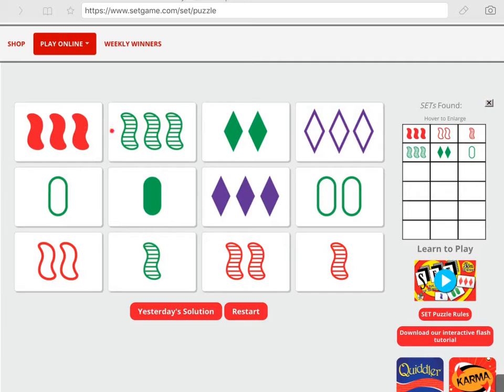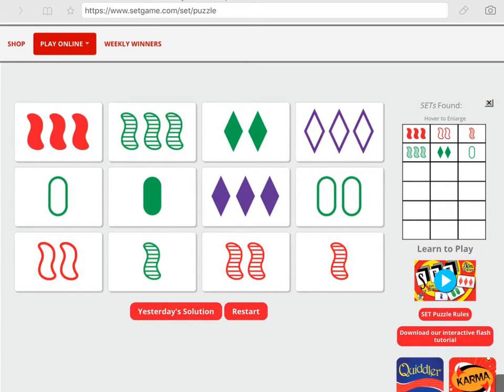So that would mean the other one that has three on it would have to have squiggles, but these don't have squiggles. Okay, so I can't make a set out of the ones that have three. Got it? So I've done that.